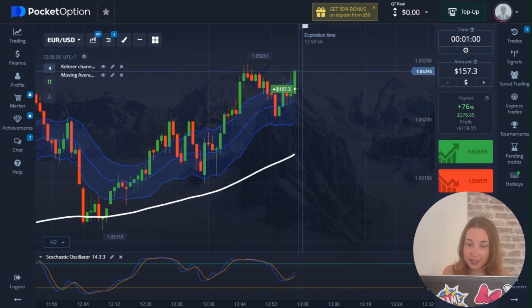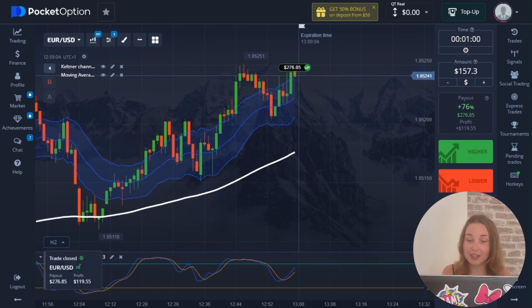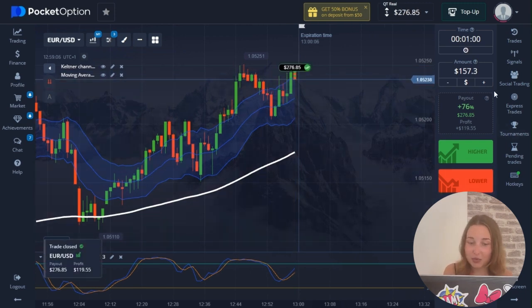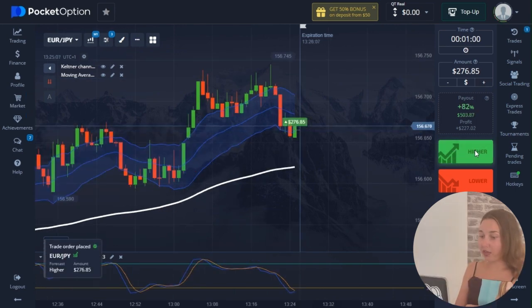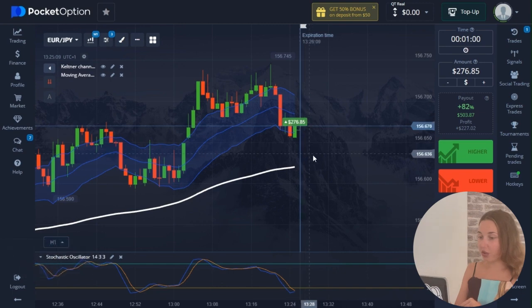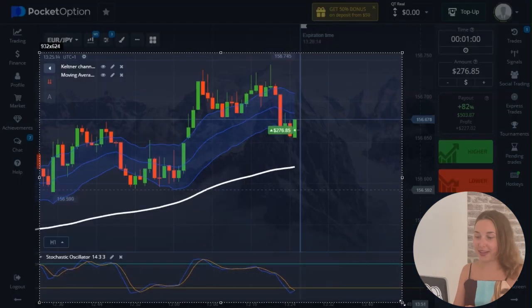Friends, my forecast is proving itself. The chart is rising and the deal brings already $276 to the account. I suggest we finish with this pair and look for a new opportunity. Let's open a trade for the appreciation of the Euro-Yen currency pair. Not everything is so obvious, so let's discuss this topic.